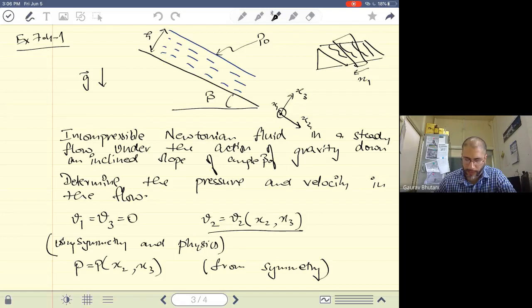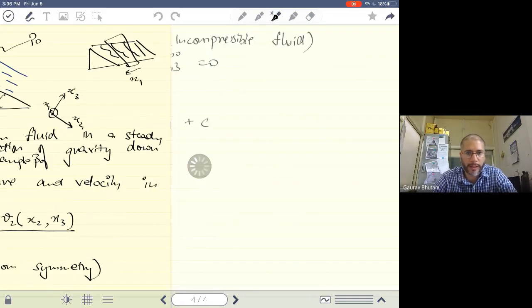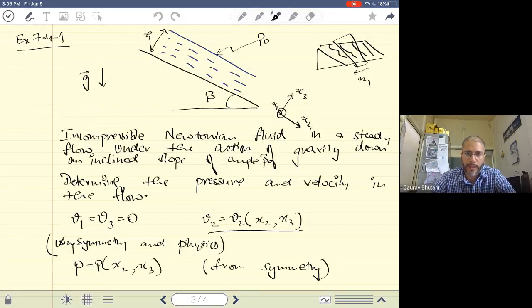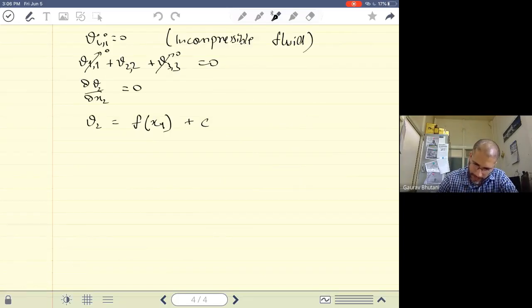So the mathematical constraint here gives us that V2 is only a function of x1. There's a question: should V2 be a function of x3? That's what I showed in the third slide. So let's have a look again. Did I say x3? Okay, sorry, yes, I'm sorry for that. So it should be x3. Thanks for the correction. I think I've been talking about the coordinates incorrectly.